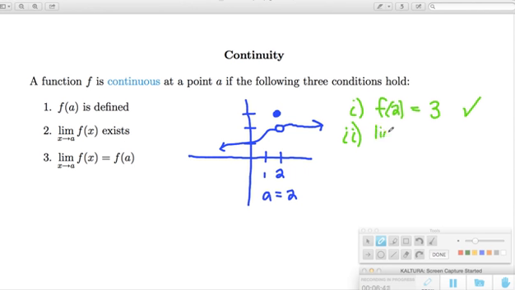Condition number 2, we want to see if the limit as x approaches 2 of the function makes sense.